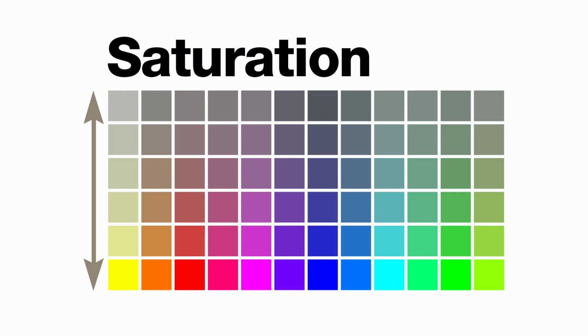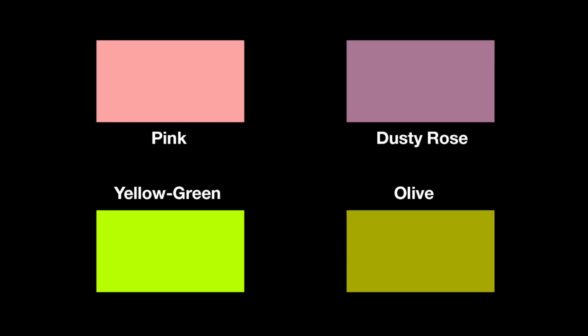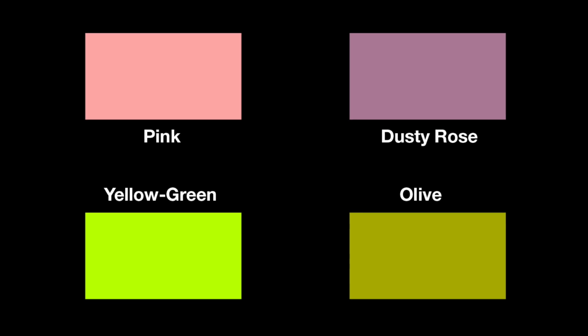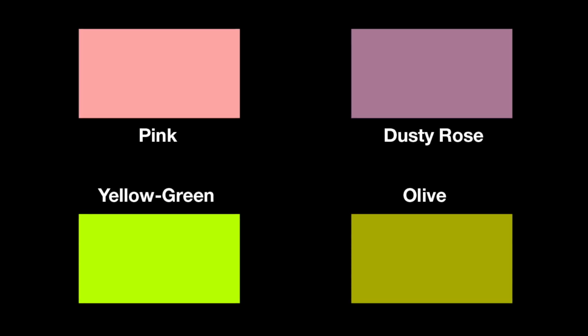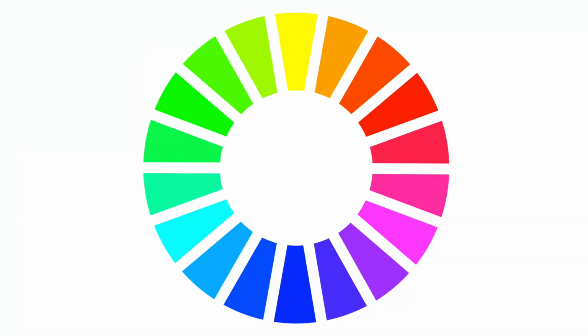Second is saturation, the relative richness or dullness of a color. All colors in the spectrum are fully saturated, except at the ends where they lapse into black. Dusty rose is less saturated, or more neutral, than pink. Olive is a less saturated version of yellow-green. The third term is value, which is the inherent lightness or darkness of a color. Going around a properly constructed color wheel, the lightest color is yellow, and the darkest is blue.